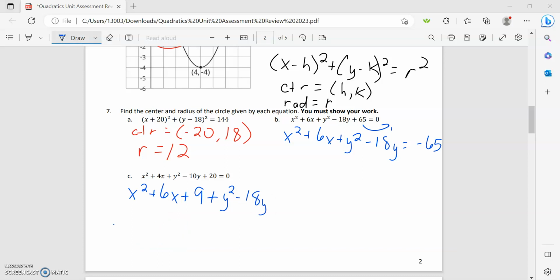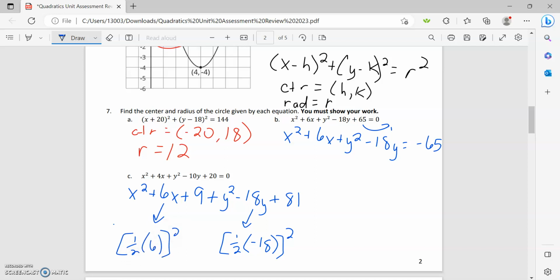Okay, that disappeared. Half of 18y. So I'm going to add half of negative 18 squared. So I'm going to add 81 over here. So I've got x squared is 6x. I added 9, so that was something like this. So I've added 9, I've added 81, and I said is equal to negative 65.